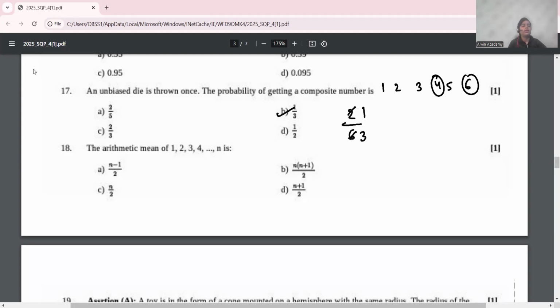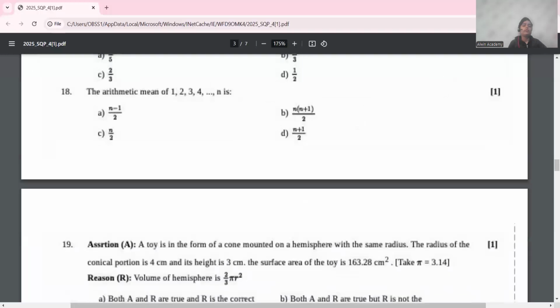Going to the next question, the arithmetic mean of 1, 2, 3, 4 till n is. Now, you can apply S n formula here and find out that the sum of first n natural numbers is given by n into n plus 1 by 2. And when n into n plus 1 by 2 is the sum, to find the mean, we also divide it by number of observations, which is n. So n and n gets cancelled out. We have n plus 1 by 2, option number D. Moving to the next question.